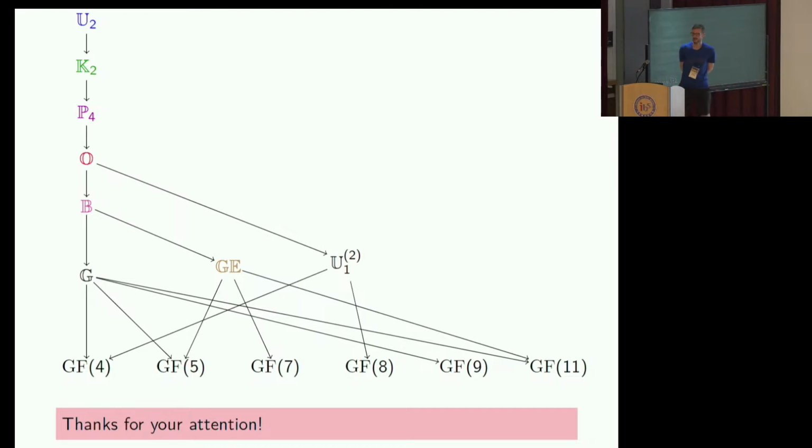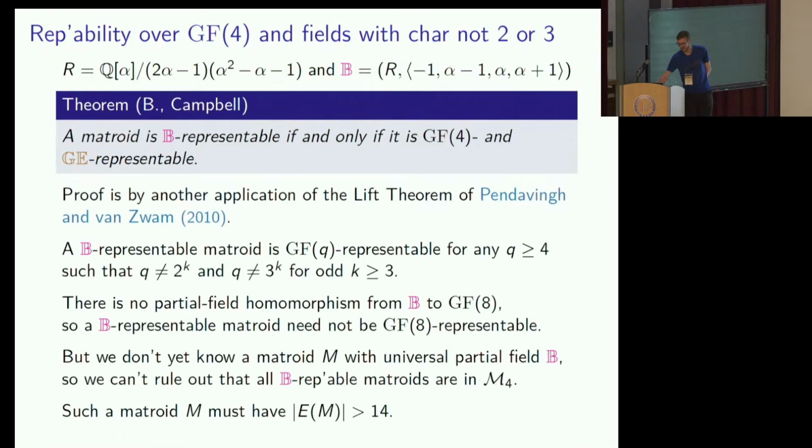Is there a question for Nick? Could you go back to the slide where you introduced B? Or no, this slide, okay. So you say you don't know of any matroid that is representable over B, but not over GF8. But you can still apply the lift theorem to the partial field product of B and GF8, right? And then you would get a partial field that has a map to GF8. So I'm just saying that we don't know that there are any matroids that require to be representable over this partial field.